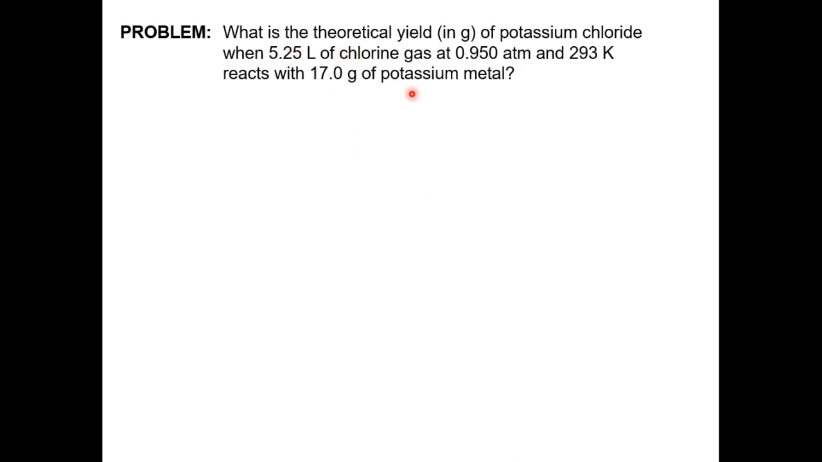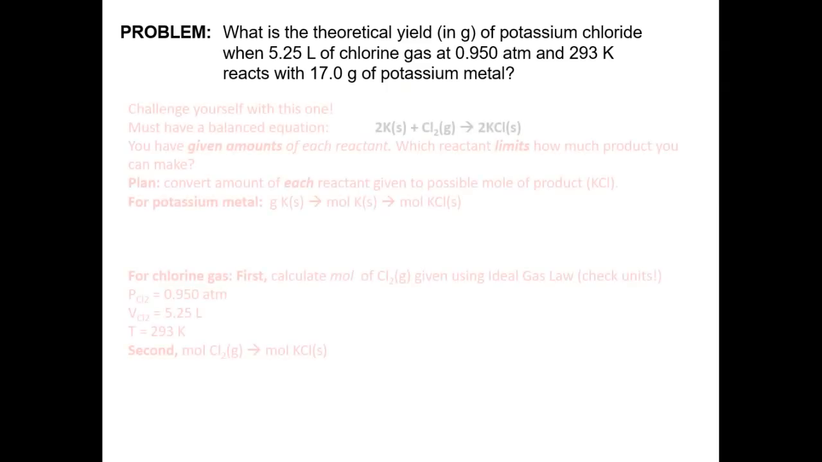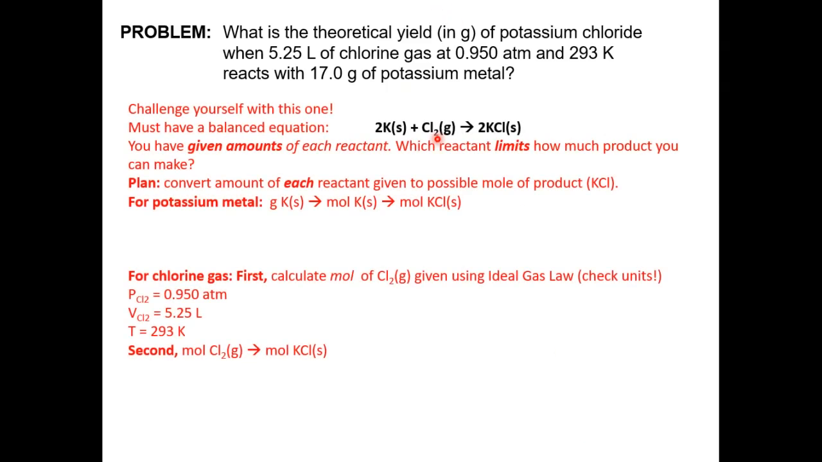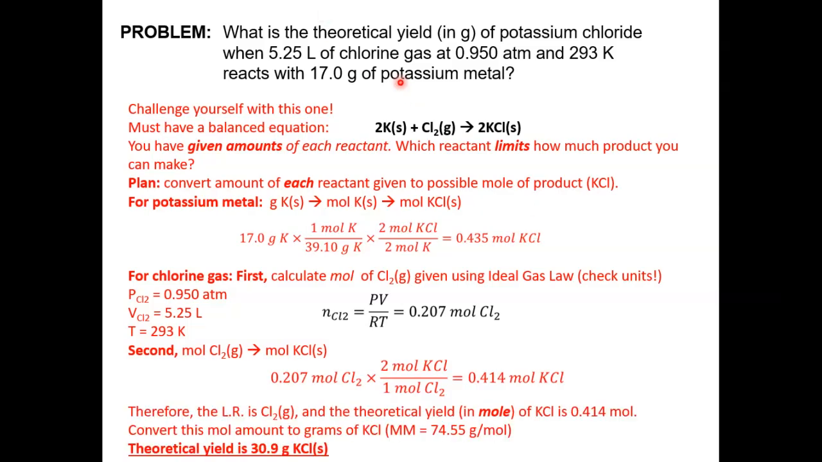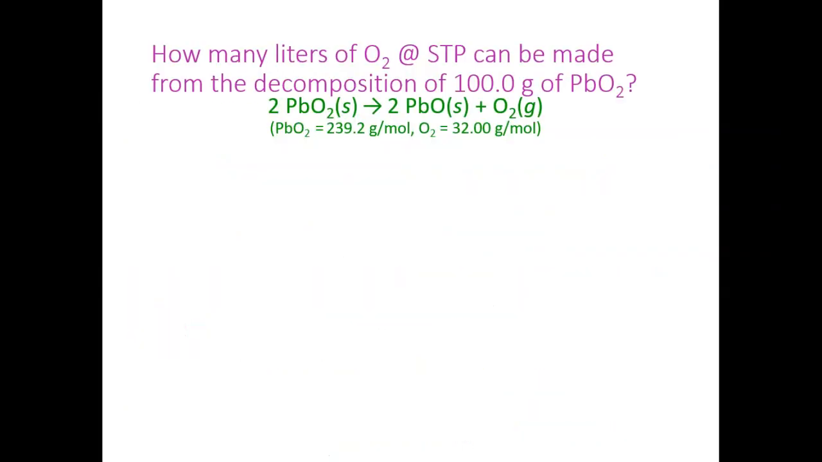I'm not going to work it right now, but I'll put the solution up here because this problem involves using or knowing the limiting reactant in order to get the theoretical yield. I give you amounts of both products and you have to write the equation and you do, okay. That's a little bit of a challenge. Let's look at this.